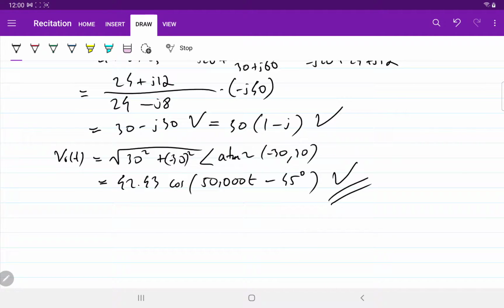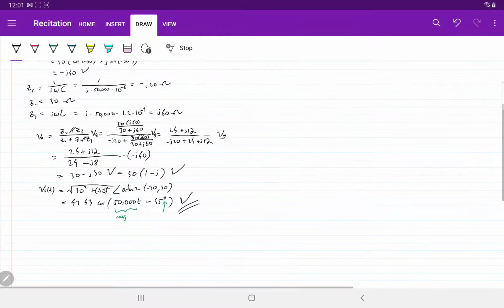So this is the answer, and be careful with the notation because we know that this is in radian per second and t is in seconds. So if you multiply this frequency with t, you get radian, but this is degree. So the unit doesn't match, right? We have radian here but degree over there. So if you want to mix the radian with degree, don't forget to write the degree symbol right here. Otherwise, if you don't write it, then it means that this is 45 radian, not degrees. Okay, so that's the first problem.